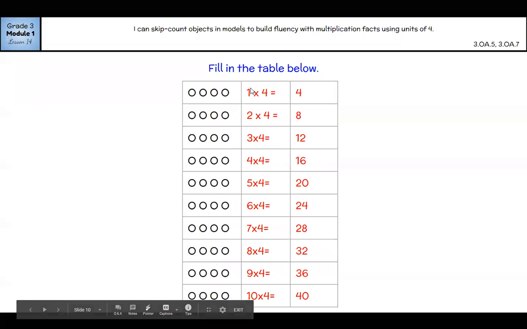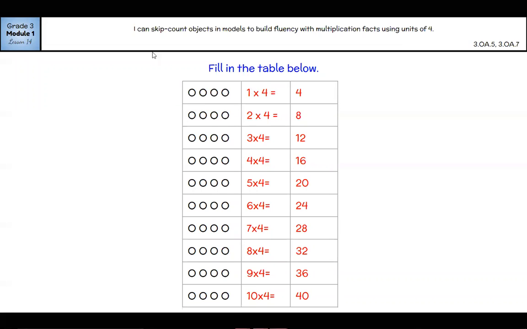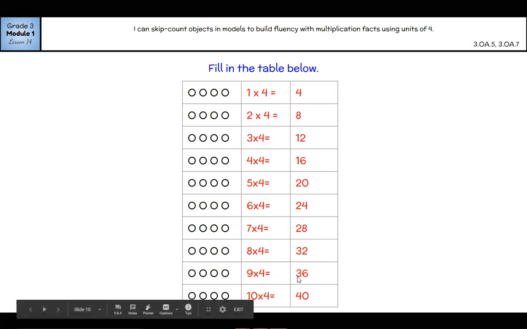Okay, so you can clearly see that once you fill the chart in, you have 3 times 4 equals 12, 4 times 4, or 4 groups of 4, that would be these here, equals 16, 5 times 4 is 20, 6 times 4 is 24, 7 times 4 is 28, 8 times 4 is 32, 9 times 4 is 36, 10 times 4 equals 40.